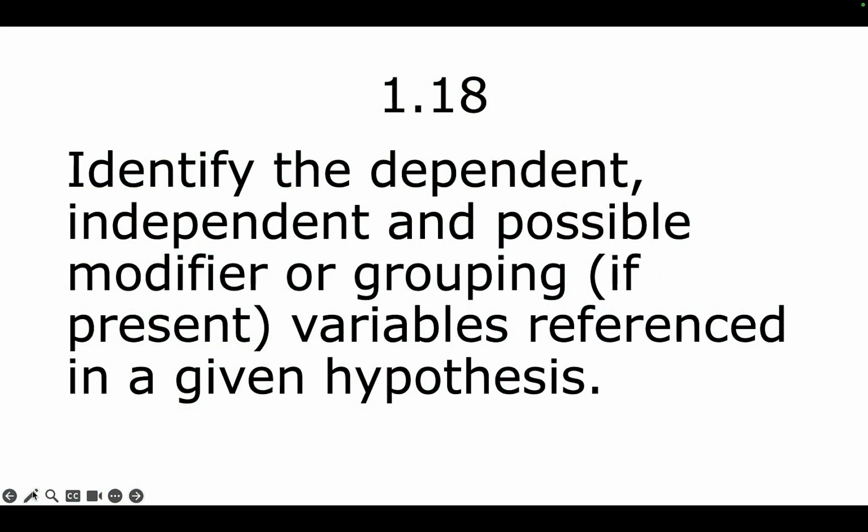The next objective that I wanted to talk a little bit more about has to do with variables. One of the things that is going to be applied throughout the next couple of parts, beyond part one, are the different types of variables that are part of any research investigation. Those include dependent, independent, and possible modifier or grouping variables. In this case, I want you to be given a hypothesis and be able to identify what those are.